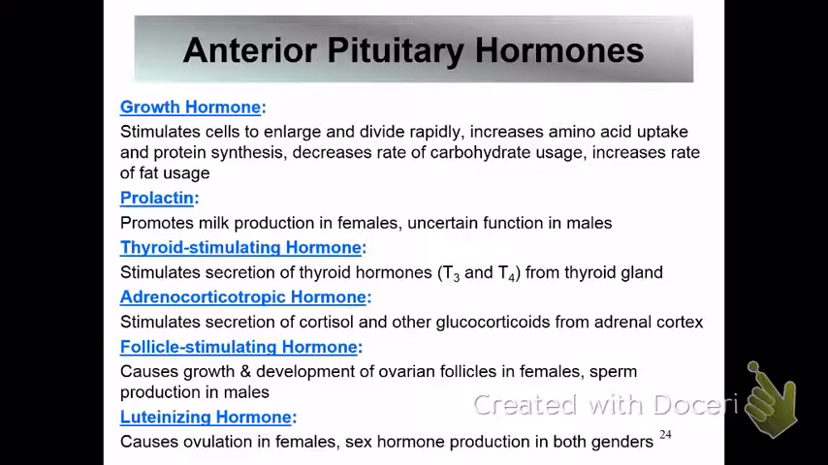So make sure you know them, but then you also want to know what each of them does. You're going to have a card that says growth hormone, and then you're going to write this on the back: stimulates cells to enlarge and divide rapidly. And you want to write on that card bone cells, long bones. Prolactin, that's going to be milk. Thyroid stimulating hormone stimulates the thyroid. And we'll talk about what T3 and T4 are later.